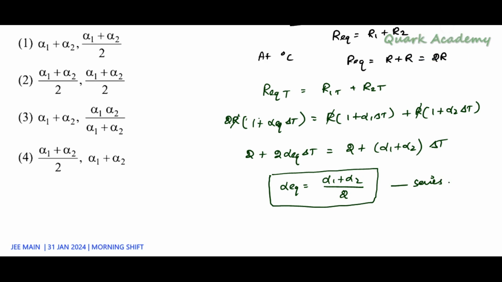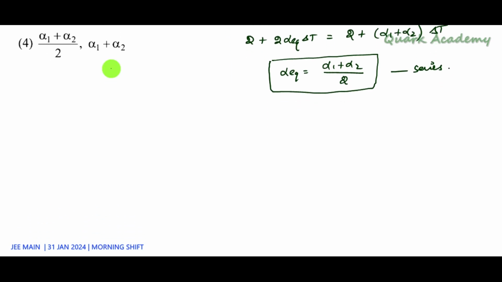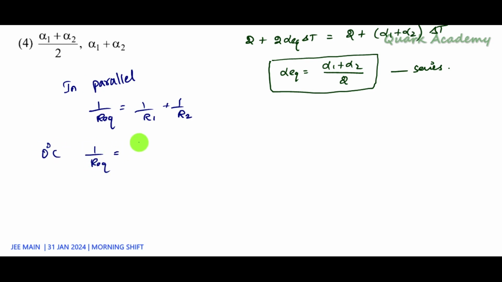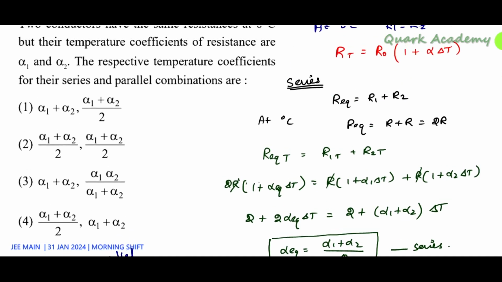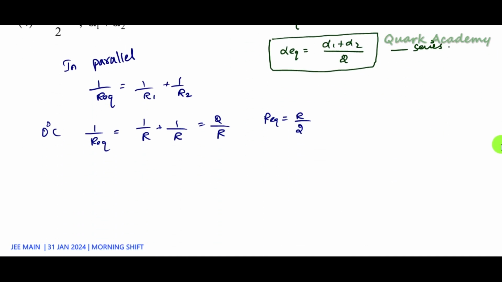Now let's do the same thing for parallel. In parallel, for the equivalent resistance, we have to take the reciprocals and then add them. So at 0 degrees Celsius, 1 by R plus 1 by R equals 2 by R. So the R equivalent is going to be R by 2. Now let's write the same equation in parallel form.